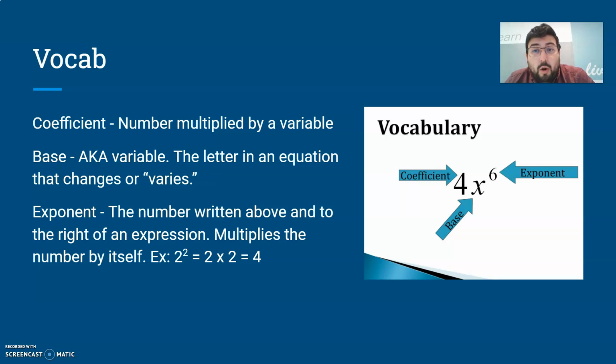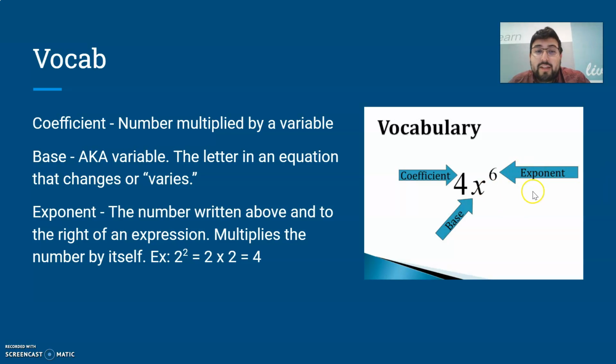So the first word is coefficient. That's the number multiplied by a variable. So when you see something like 4x to the sixth power, the 4 would be a coefficient. The base is the variable, and it's the letter in an equation that changes or it varies. So x can stand for tons of different numbers. We usually solve for x in most of our equations, and so that's what makes it variable because it changes.